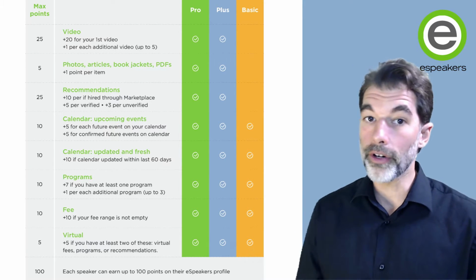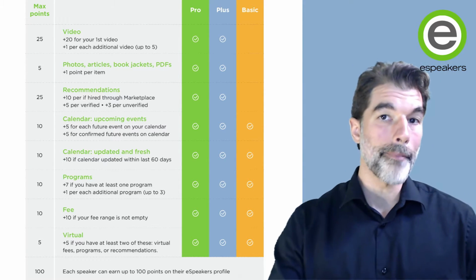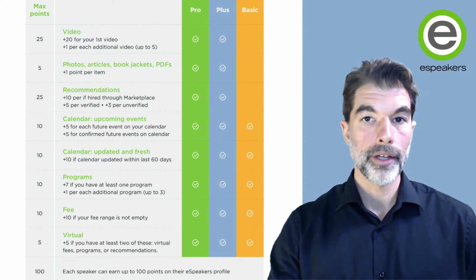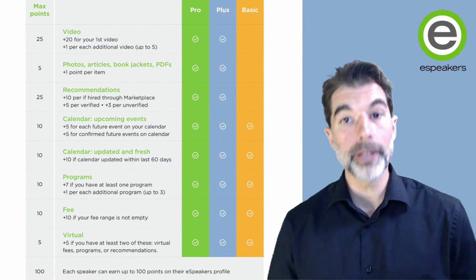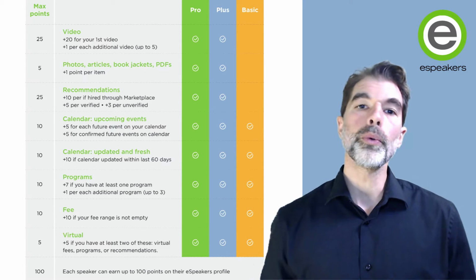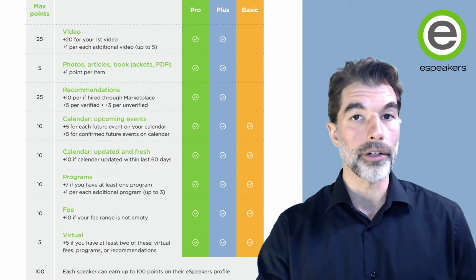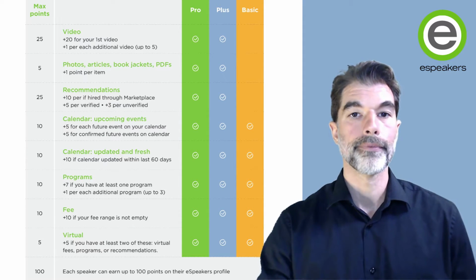Not all these points are eligible for all the plans. If you're on the basic plan, you can only score a maximum of 45 points. But if you're on the Pro or the Plus plan, you could score up to 100 points. Those with the highest eSEO score will show up at the top of the search results within the eSpeakers directory.